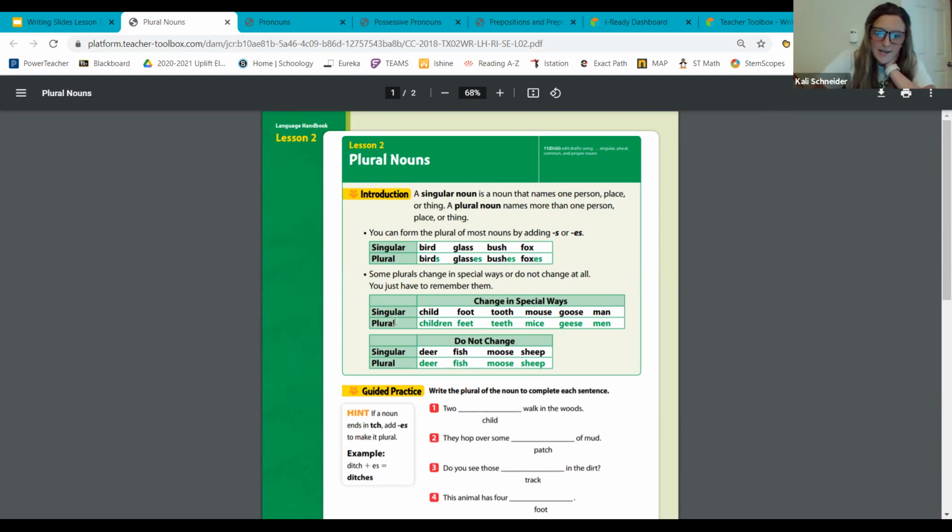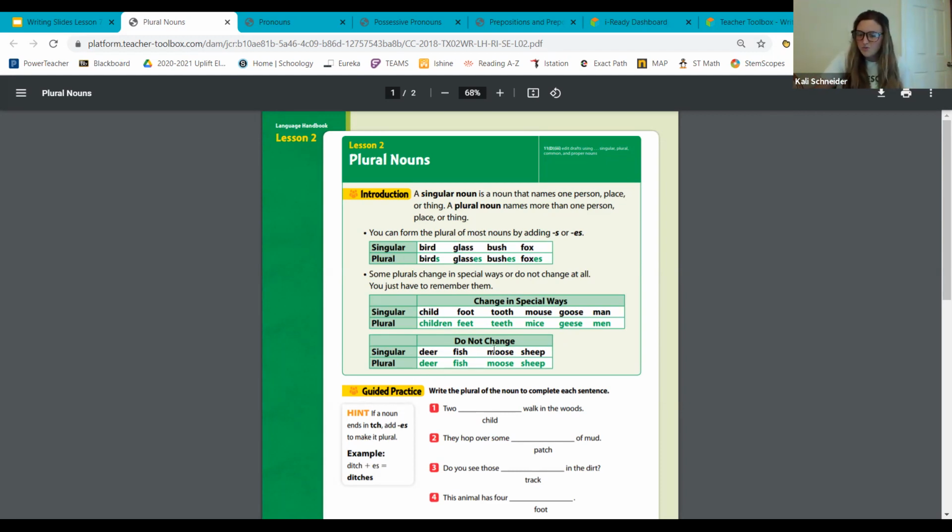Some plurals change in special ways or do not change at all. You just have to remember them. Here are some weird special ones. Child goes to children. Foot becomes feet. I have one foot or two feet. A mouse, if you have more than one mouse, they become mice. A singular goose, or more than one, we have geese. And lastly, man becomes men.